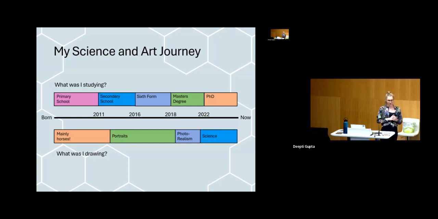And if you've not come across photorealism yet, that's basically you have a photo and you're trying to replicate that as closely as you possibly can using various different media, but for me, that was colored pencils. And then towards the latter end of COVID until now, I pretty much exclusively do science art, but I do it in various forms, which I will go into during this presentation. But anyway, time for a trip down memory lane.